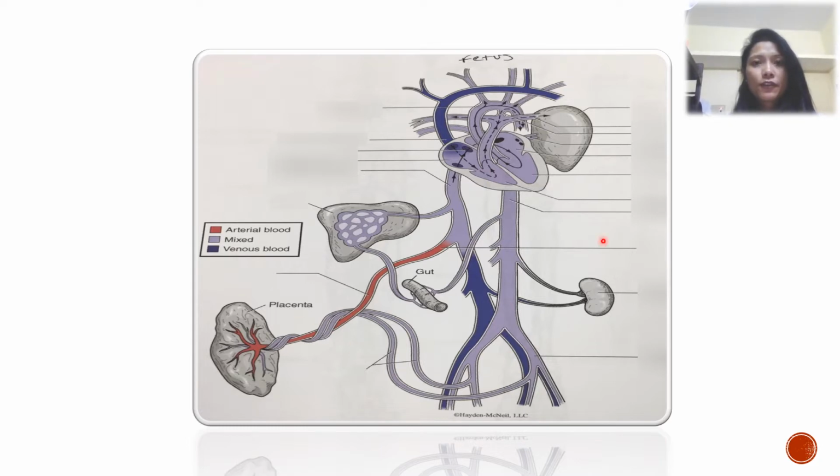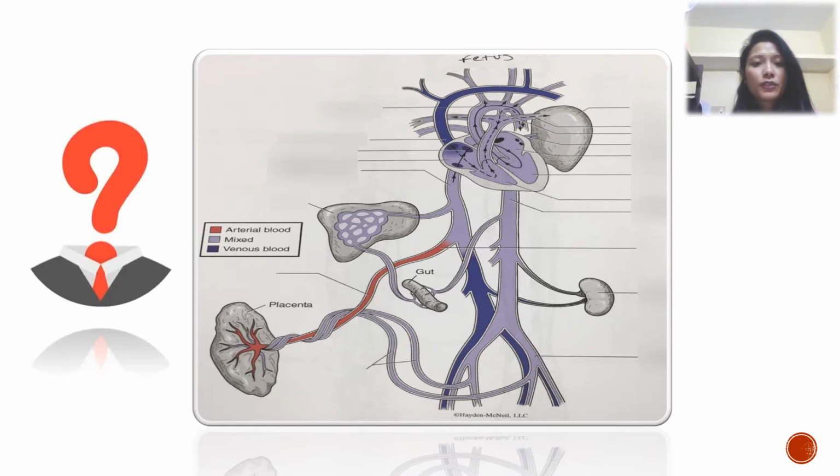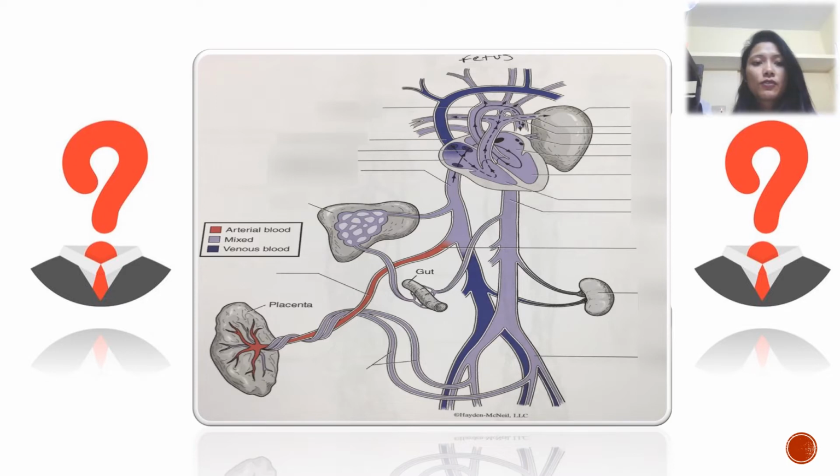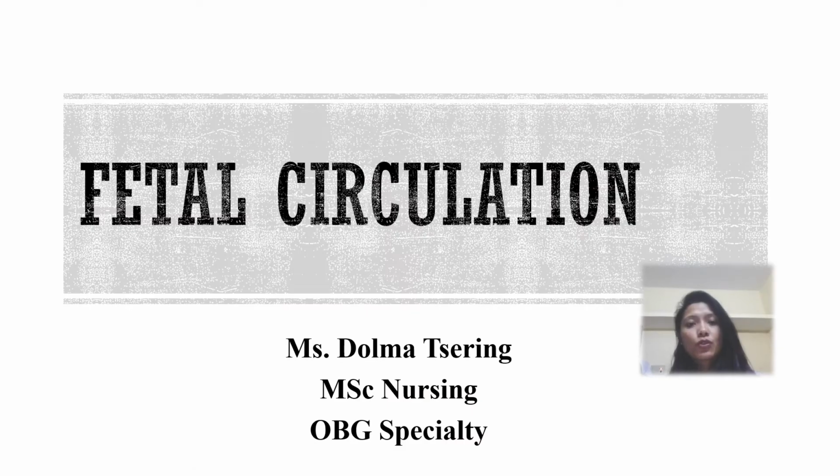So this is the fetal circulation which I'm going to deal with today. Many of the students may have a lot of doubts about the fetal circulation, so I'm going to deal with that, which is a very important part of OBG. So what is fetal circulation? There are many steps.